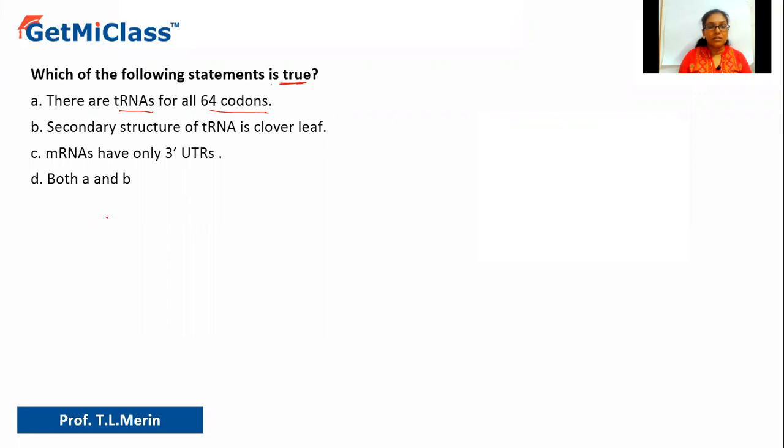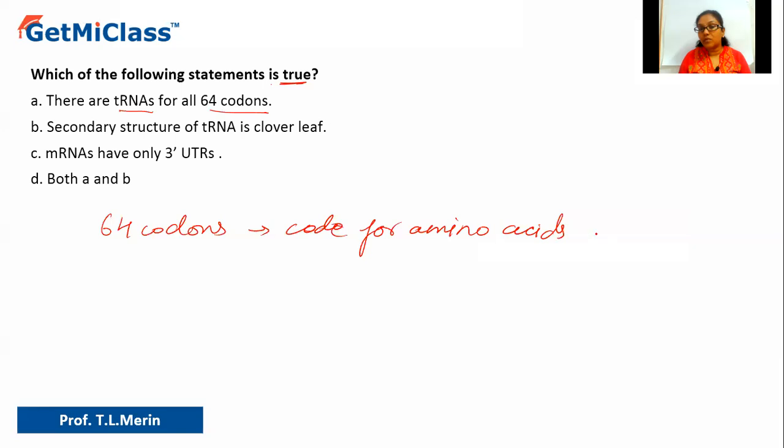Now 64 codons. We all know that yes, there are 64 codons which code for amino acids. But do all of these code for amino acids? No. Only 61 of them, 61 codons code for amino acids. What about the remaining 3 codons? The remaining 3 codons are stop codons.